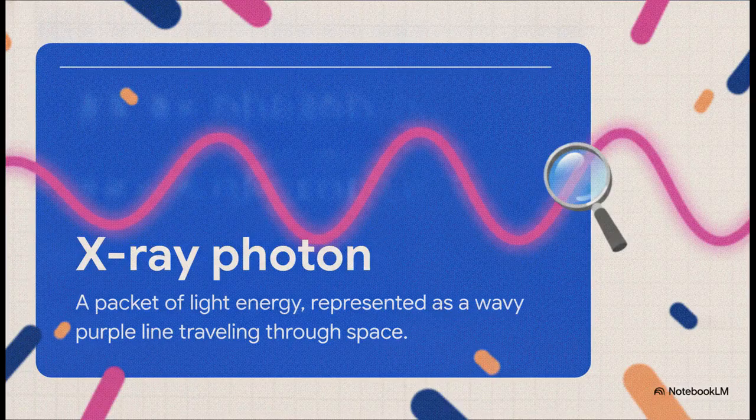First up, we've got our cue ball, the incoming X-ray photon. Basically, it's a tiny packet of light energy, which is represented as this wavy purple line traveling straight through space. Now, it doesn't have mass in the way we normally think about it, but as we're about to see, it packs a massive punch as it comes speeding in out of the void.